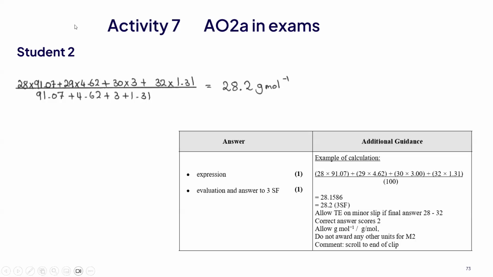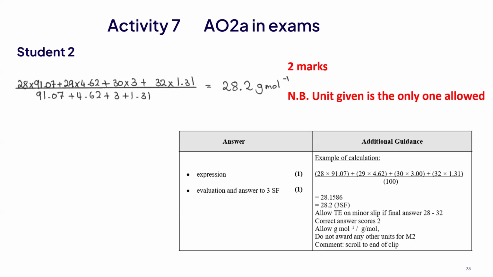There's the second one. At the moment you see 28.2, you know that it should be 2 marks, but they've given a unit, which is grams per mole, but it quite clearly says in the additional guidance, allow grams per mole. So 2 marks, because that unit is the only one that's allowed.